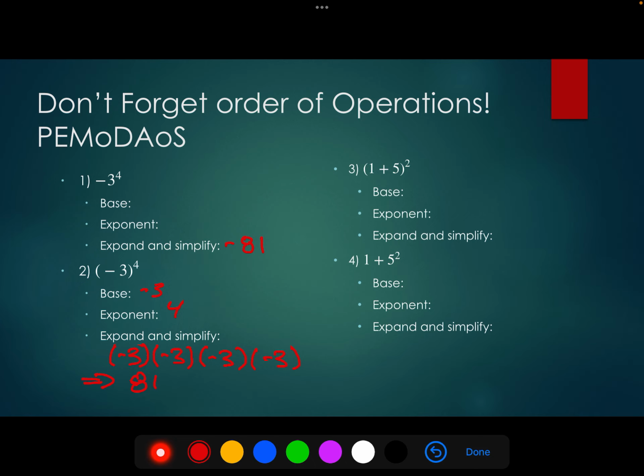Now here are the last 2. I want you to go ahead and try this on your own. Go ahead, pause the video, try it out, and then come back and we can watch the rest, see if you got the correct answer.